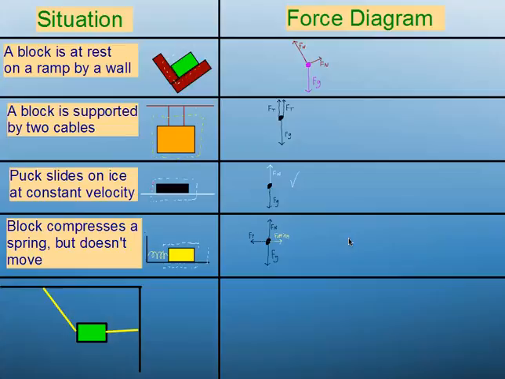We got time for one more. In this case, we've got a block that's being held in place by two cables that are in a funny position. First, we've got the force of gravity. Pause the video and see if you can get the other two. In this case, we get two forces of tension pointing in the direction of the rope, and the stronger force of tension is going to be this one because this is the one that's pulling up to counteract the downward pull of gravity.